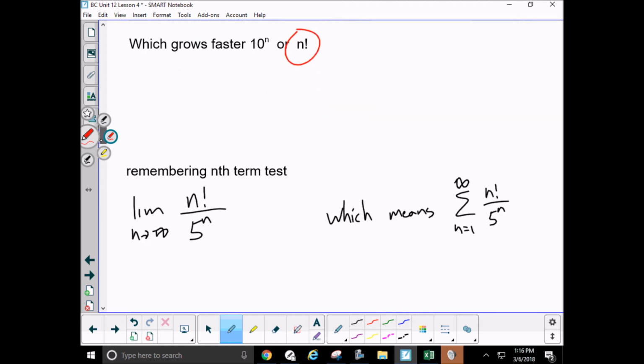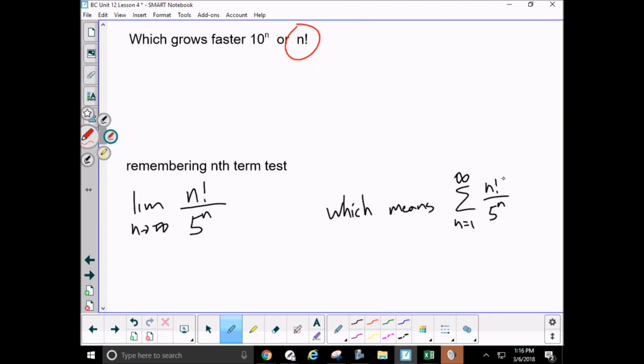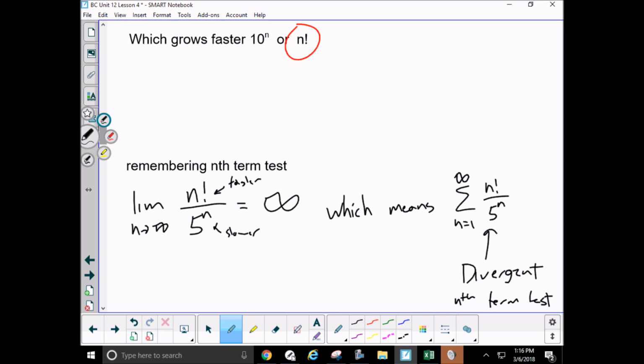Which means if I asked you about this sum of n factorial over 5 to the n, because you know n factorial is faster growing than 5 to the n, and that this limit approaches infinity, you know this is definitely divergent by the nth term test.